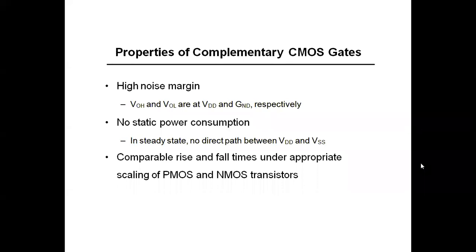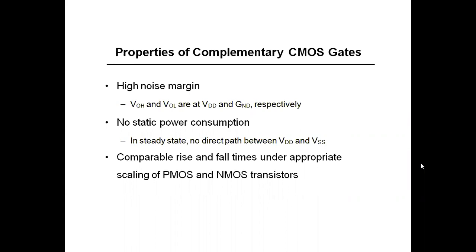Right? So why no static power consumption? Because we have already discussed there are certain power dissipation factors, static and dynamic, that are involved in any CMOS circuit. So why in the case of this complementary CMOS is there no static power consumption?